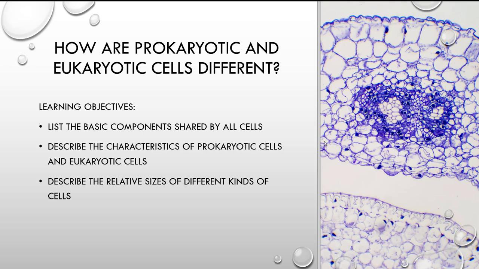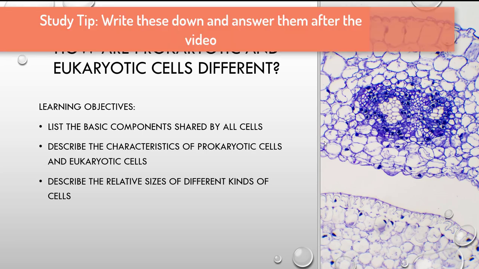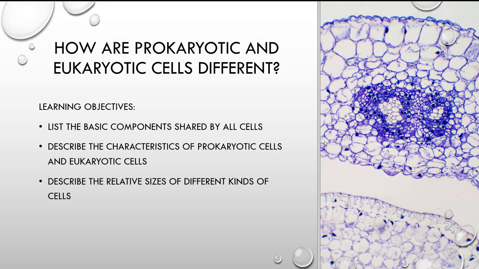So our learning objectives for this video: by the end of this video, you should be able to list the basic components shared by all cells. You should be able to describe the characteristics of prokaryotic cells and eukaryotic cells, as well as describe the relative sizes of different kinds of cells. And as always, it's a good idea to write these learning objectives down and answer them by the end of the video, just to make sure that you understand what was introduced in this part of the textbook.